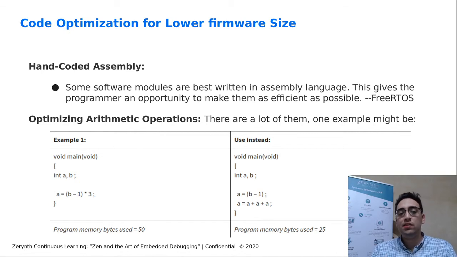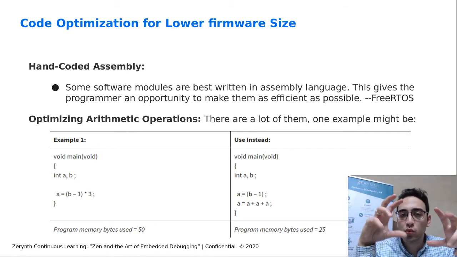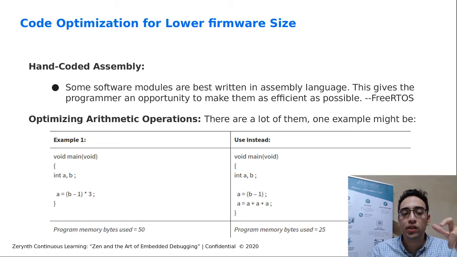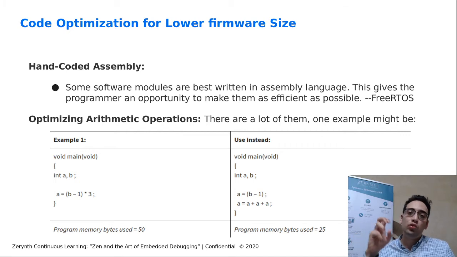Then we can optimize, for example, arithmetic operations. There are a ton of operations that we can discuss later, which are related to achieving the same functionality but with a lower program memory. So for instance, on the left, I'm using a single definition, which is a equals to (b minus 1) times 3, multiplied by 3, and on the right I'm using a definition of a equals to b minus 1, and in the next statement I'm using an addition instead of multiplication. So both of them achieve the same output, but on the right they use half of the program memory. So there are tricks like that to reduce the program memory size.